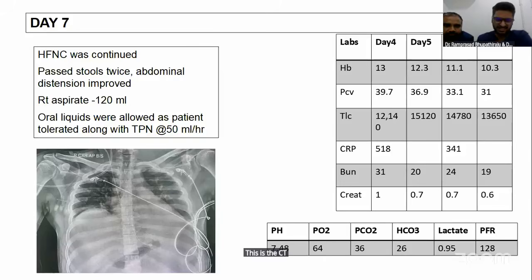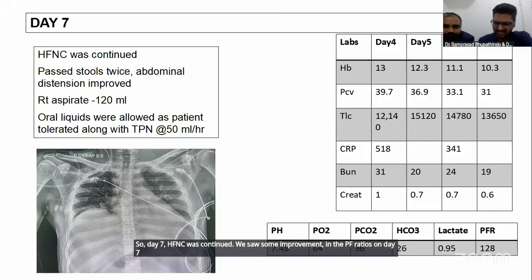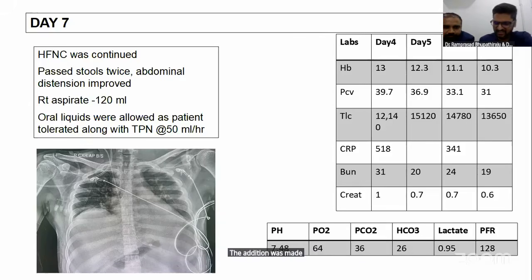So day 7, HFNC was continued. We saw some improvement in the PF ratios on day 7. On this day, we did an ultrasound chest to screen for the amount of effusion. It was around 300 to 400 ml on the right side. The decision was made by the pulmonologist to wait since his PF ratios were improving.